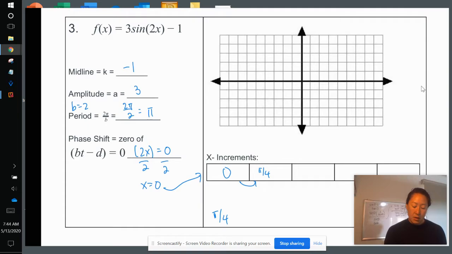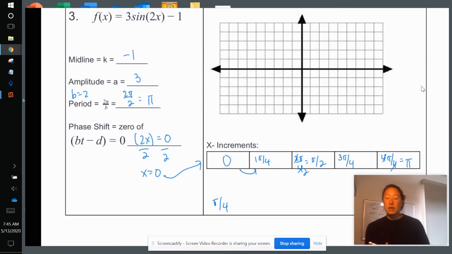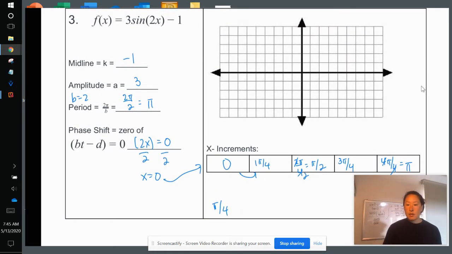Pi over 4, or this is 1 pi over 4, 2 pi over 4, 3 pi over 4, 4 pi over 4, and these reduce to, let's see, 1 pi over 4 doesn't reduce, 2 pi over 4 reduces to pi over 2, and then 3 pi over 4 doesn't reduce, and 4 pi over 4 reduces to pi. So I always reduce after I write out the increments, because I notice that sometimes we have a difficult time with fractions. Okay, so next is to write our scale, basically.